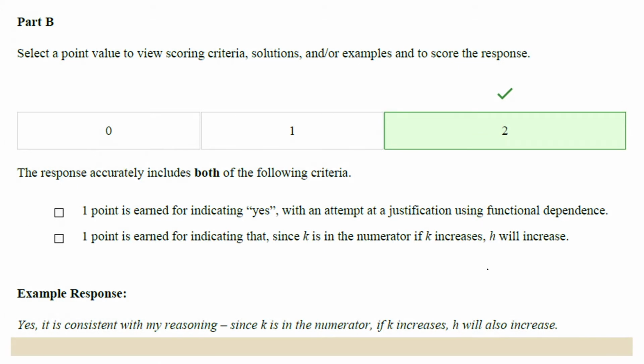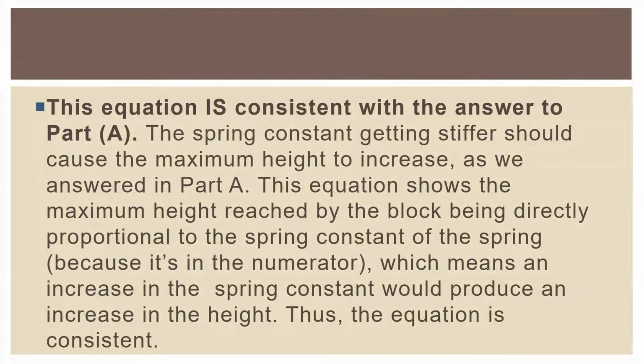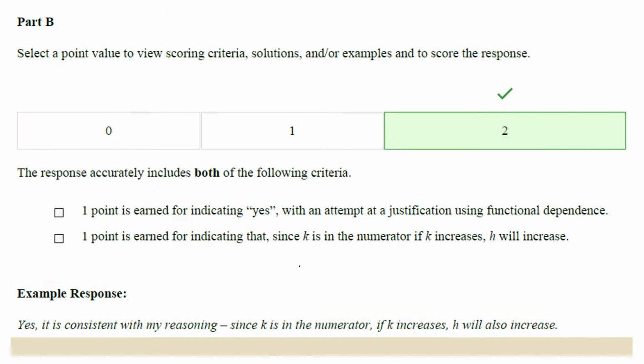So this part of the scoring guide says you get 1 point for indicating yes with an attempt at a justification using functional dependence, essentially by talking about how the equation shows proportionality. And the second point says 1 point is earned for indicating that since k is in the numerator, if k increases, h will increase. Now, I'm going to be totally honest here. I did not mention that part about it being in the numerator at first. I just said they're directly proportional, so if the thing increases, the other one's going to increase. They specifically use the phrase here because k is in the numerator.